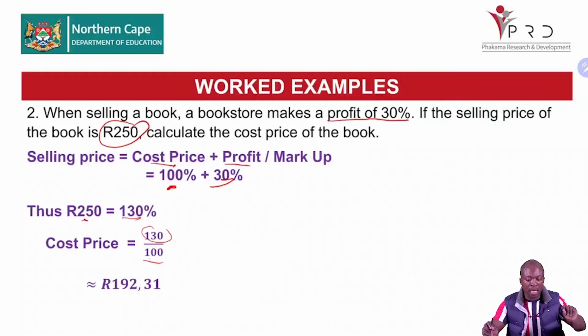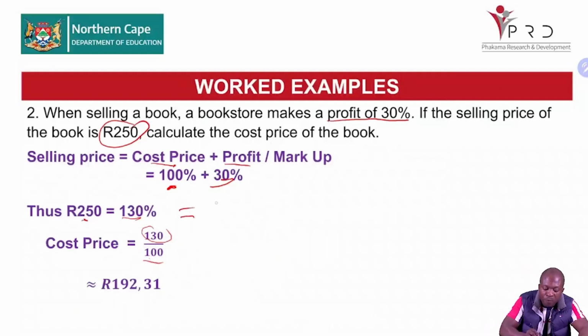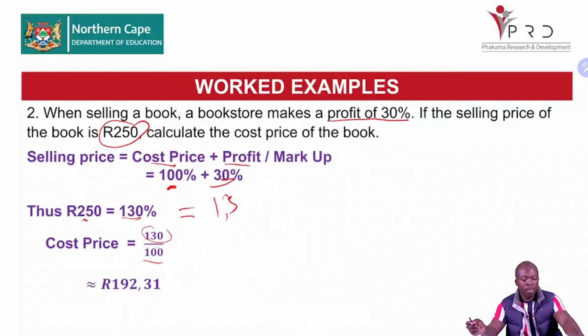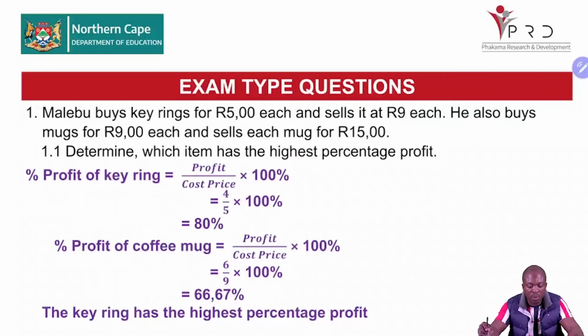Remember, don't go and just subtract 30%. Like you don't say 30 over 100 times 250. No, when you do that, you have made an error. That's what I already rectified. I already explained to you in the previous slide. So first, the 130% converted to become 1.3. Then from there, you'll be saying 250 divided by 1.3. You are going to get 192 and 31 cents.